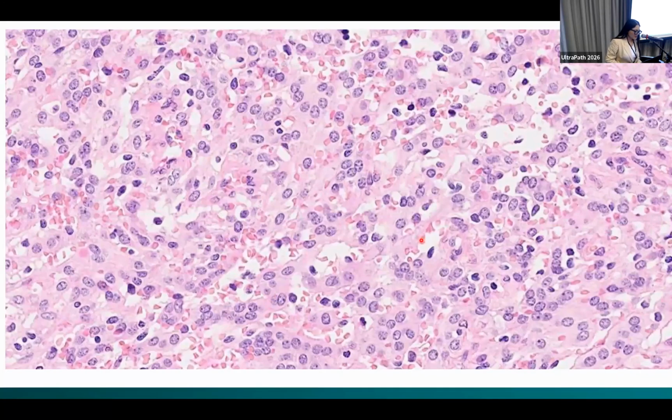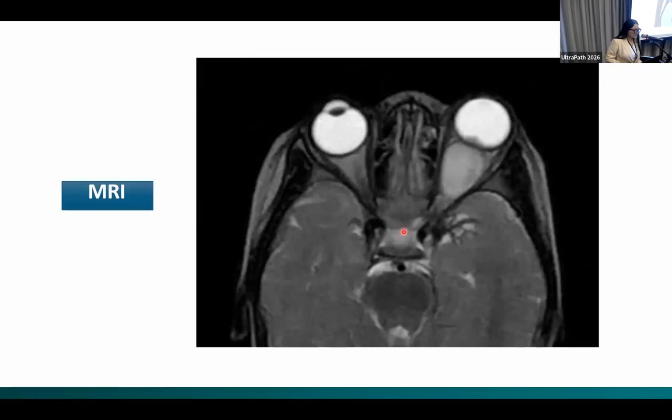At lower magnification, these cells are polygonal with this dense eosinophilic cytoplasm, and the nuclei are oval and round. We can see some hyperchromatic nuclei, but no mitosis or necrosis were identified. Fortunately, we were able to obtain the imaging study, and we can observe this intraconal lesion that is occupying all the orbital cavity and causing this secondary proptosis.